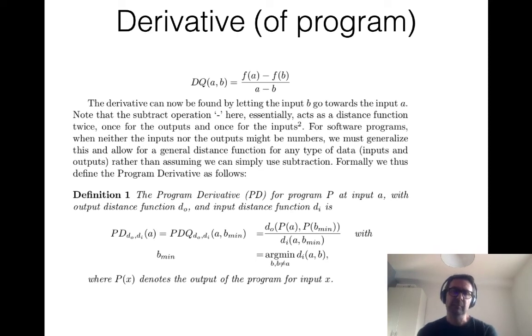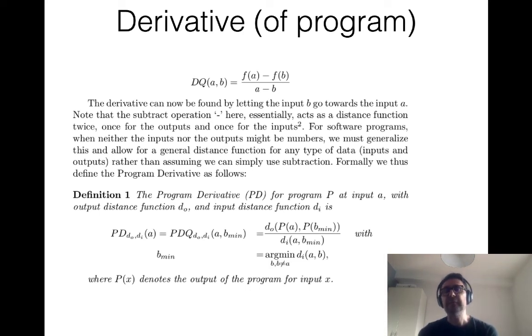So given two inputs, A and B, we are now going to use the same shape. So call the program, here we call the program F, below we'll call it P. So check the output for the input A, subtract the output somehow of the input B, and then divide by their difference, right? So the difference is the delta. So it's the same shape, but of course we cannot use minus. We must use something smarter. And from information theory, there are distance functions that can work for any information. And if we use those, we can define the program derivative for a program at input A.